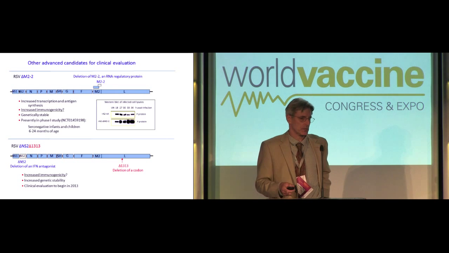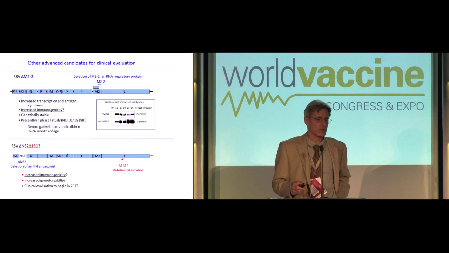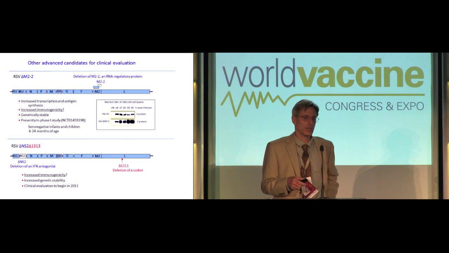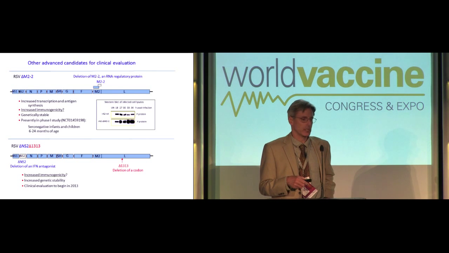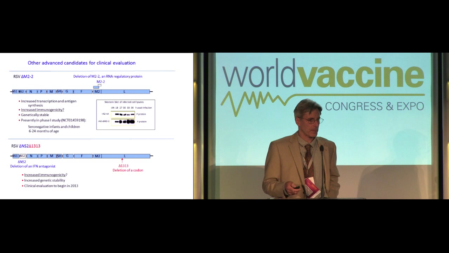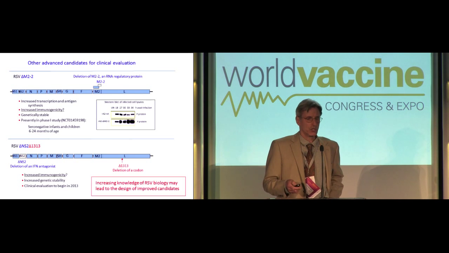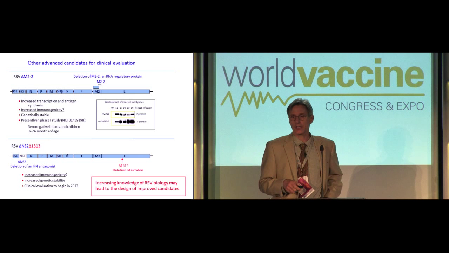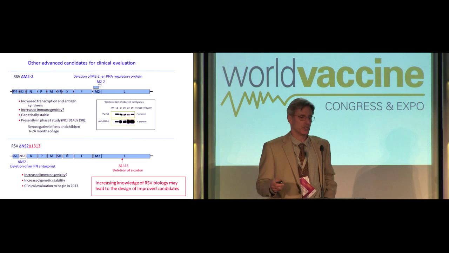We have a second virus, which is moving into the clinic this year, which involves deletion of a codon in the L polymerase gene, which is over on the right in red, and also deletion of an interferon antagonist gene, which is on the left. This should also give increased immunogenicity because of the adjuvant effects of interferon. It should be stable because of the deletions, and we're beginning evaluation this year. And so from these new candidates, we're using our increasing knowledge of RSV biology to design what we think would be improved viruses with improved features of immunogenicity, genetic stability, and so forth.